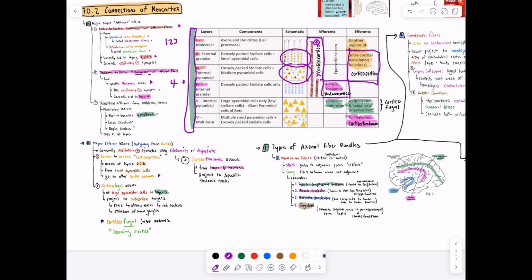Then you have corticofugal axons, fugal meaning just leaving cortex. And so these are from the large pyramidal cells in layer 5. And this is going to go fugal, so brainstem or spinal cord, and those targets are pons, right, red nucleus, basal ganglia, and all the brainstem nuclei. So brainstem, midbrain, pons, medulla, spinal cord, and then you have corticothalamic axons. That's going to be layer 6.